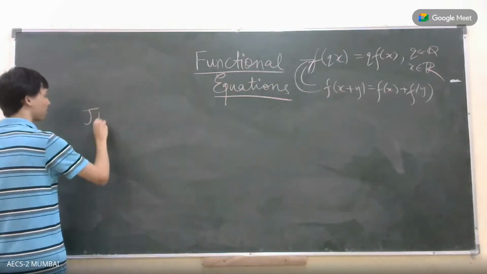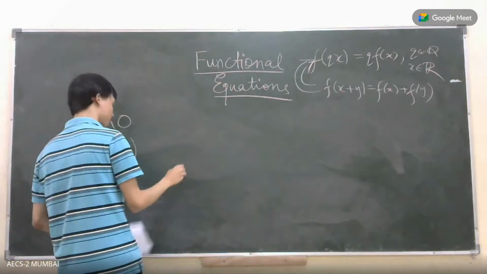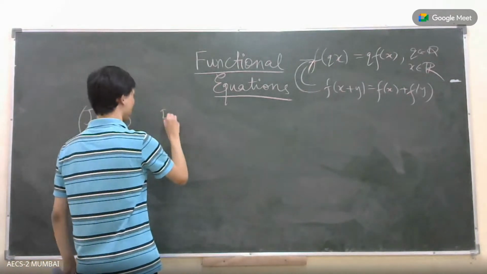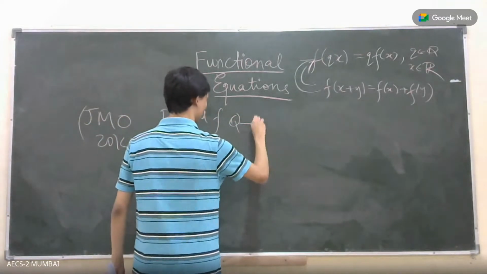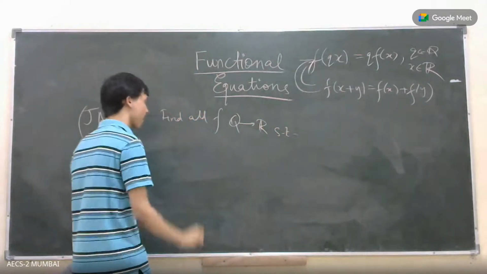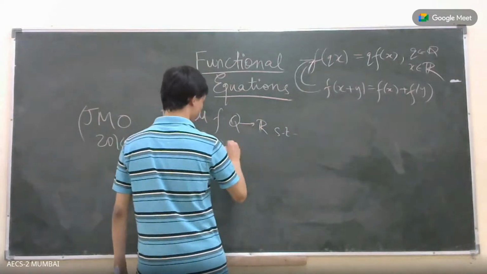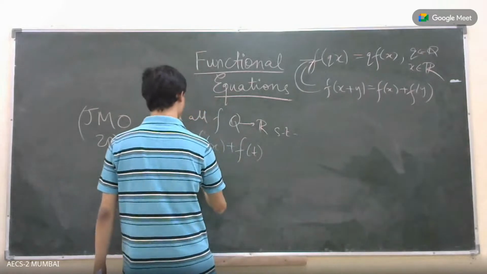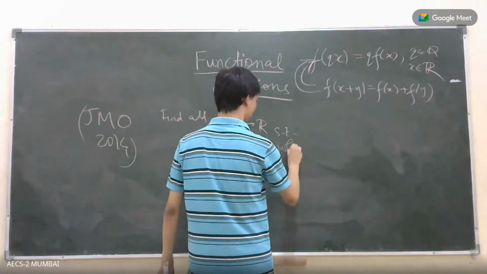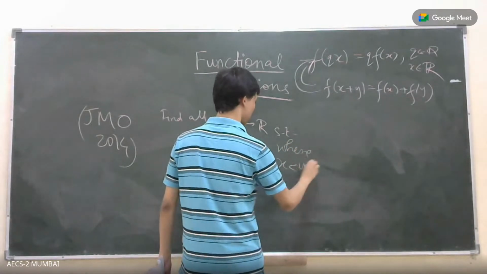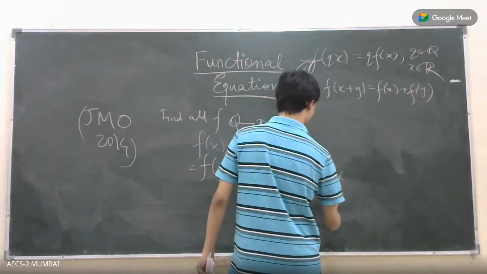So I will now give you an Olympiad problem. China Math Olympiad 2014. Find all functions such that f of x plus f of t equals f of y plus f of z, where x less than y less than z less than t, are in an arithmetic progression.